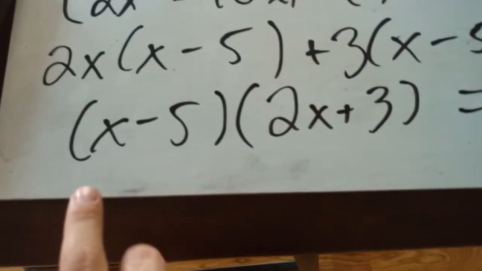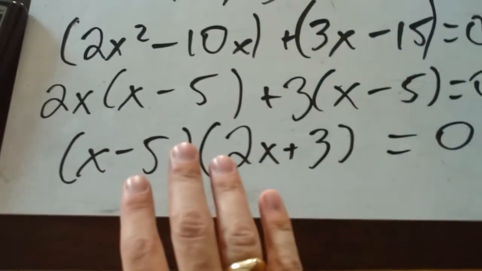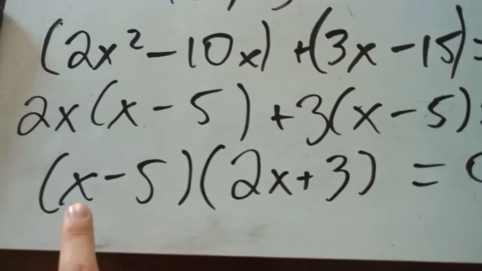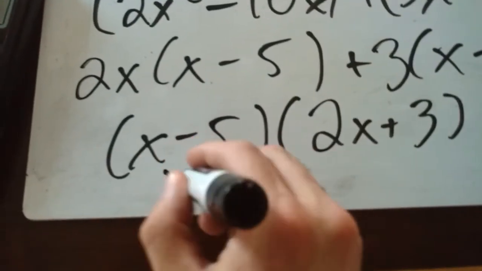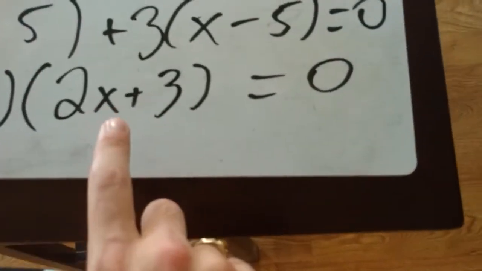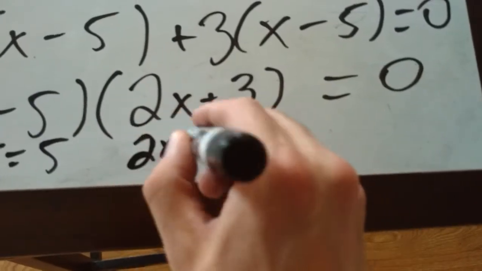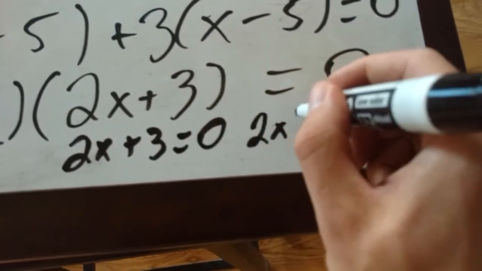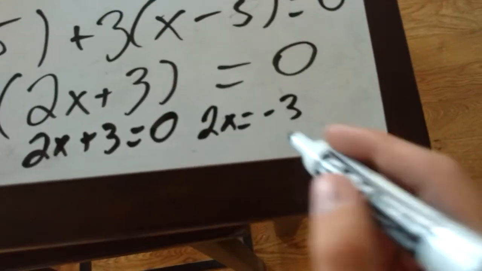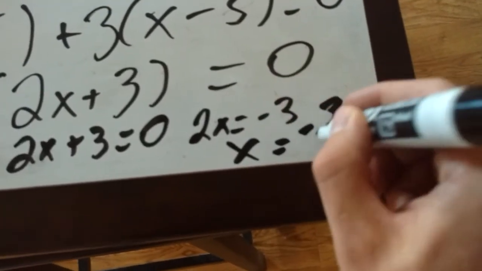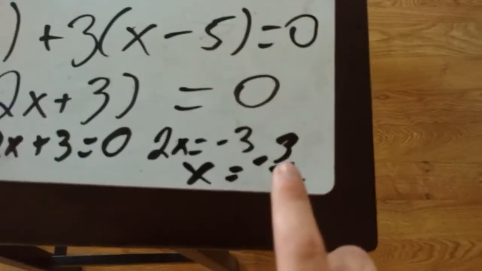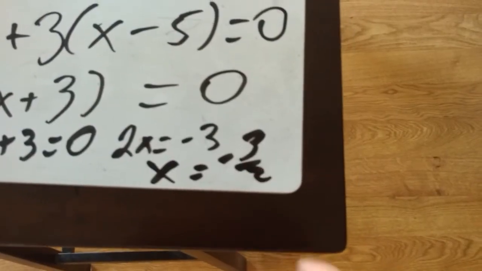And now for our final step, we have to see how this is going to equal 0. So either this is 0 or this is 0. Well, if this is equal to 0, that's when x is 5. But if this is equal to 0, let's even do it the long way here. We get minus 3 on both sides to get 2x equals negative 3. Divide by 2, x is going to be negative 3 over 2. So our two answers will be x is 5 and x is negative 3 over 2.